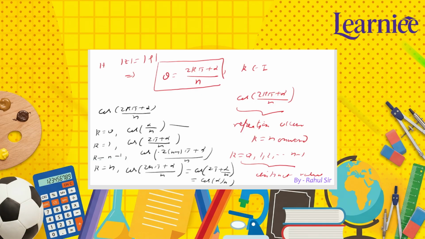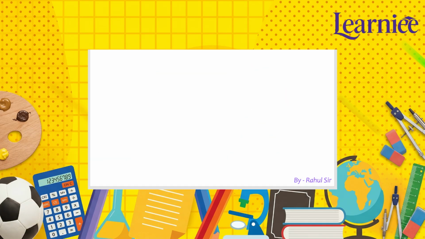Got it? So that's why the theta values we will take are (2k pi plus alpha) by n, where the k values are obviously integers from 0, 1, 2, 3 up to n minus 1. We'll only consider up to there; there are n values. These are the nth roots of unity, so there will be n such values. Got it? So this is how we find the nth root of unity.